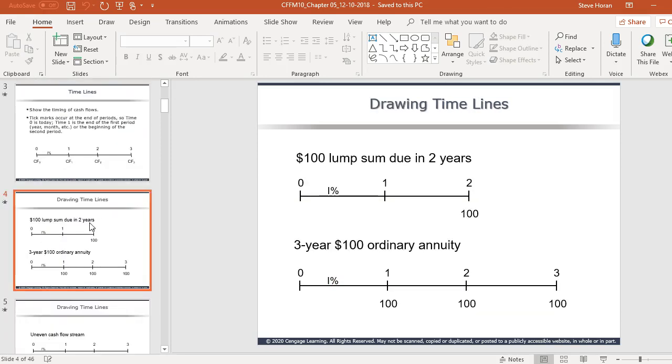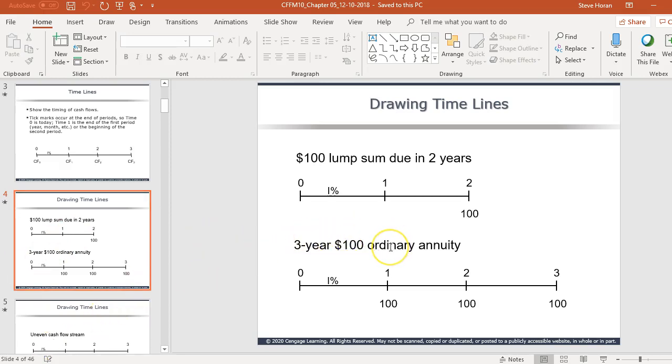So for example, what we could figure out with some timelines is in 2 years, I need to pay somebody $100. And so the timeline, you can see 0 is today, some interest rate, then 1, then 2. So with time value of money, what that means is I would not need to have $100 today to pay somebody in 2 years from now. I could have an amount less than that invested at some interest rate that would grow into $100 when it matures in 2 years.